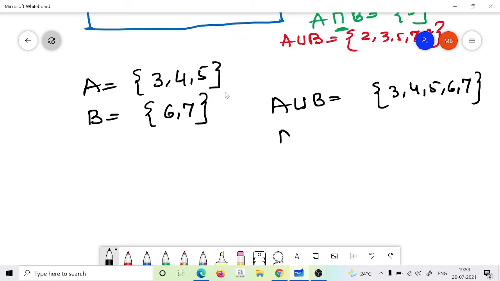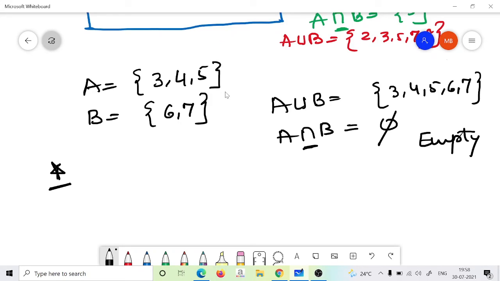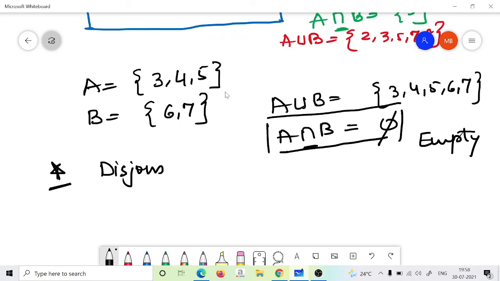And what will be A intersection B here? So elements which are present in both A and B, or are common in both the sets A and B. If we observe carefully, we find that there is no such element which is present in both A and B. So A intersection B here will be represented by the empty set or null set. So please note that when A intersection B is the empty set, such sets are known as disjoint sets. So A and B are disjoint sets.